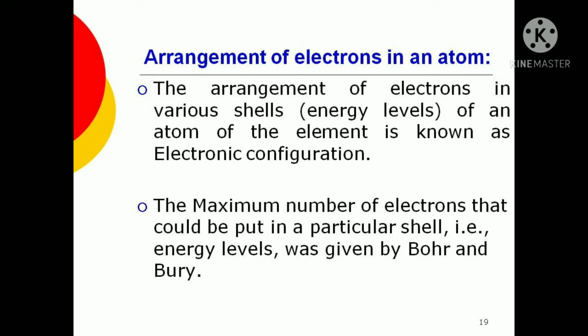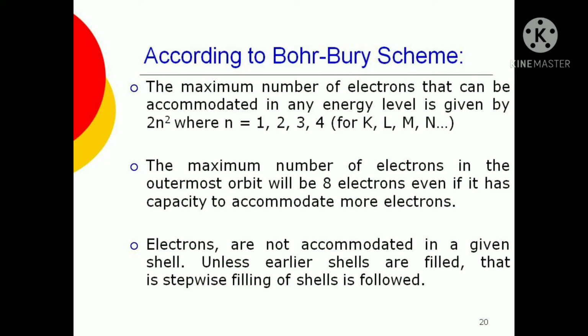Two scientists together gave this concept of how many electrons can sit in a single orbit. As we discussed, the maximum number of electrons that can be accommodated in any energy level is given by 2n squared. We put the number of the orbit in n and square it, and when we multiply it by 2, we get the number of electrons that could sit in the orbits K, L, M, N. The maximum number of electrons in the outermost orbit will be 8 electrons. All the orbits can hold a maximum of 8 electrons except the first one. The first one will only hold 2 electrons.